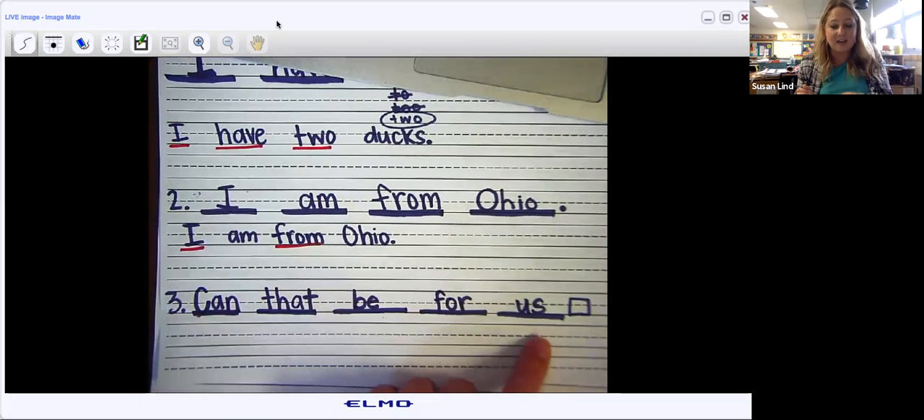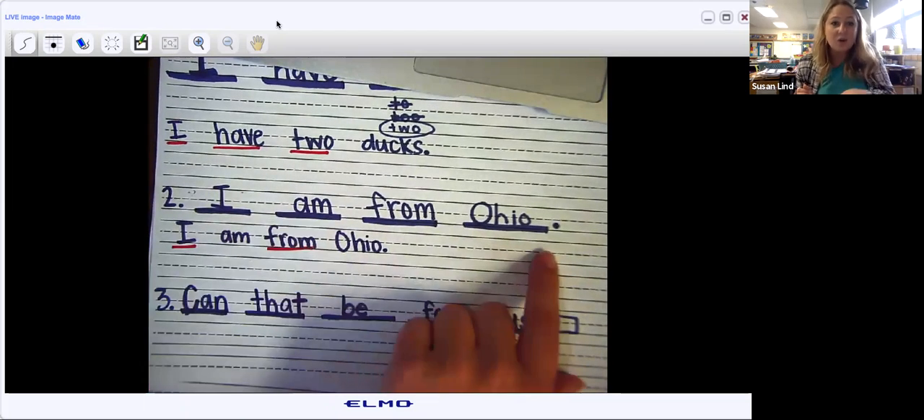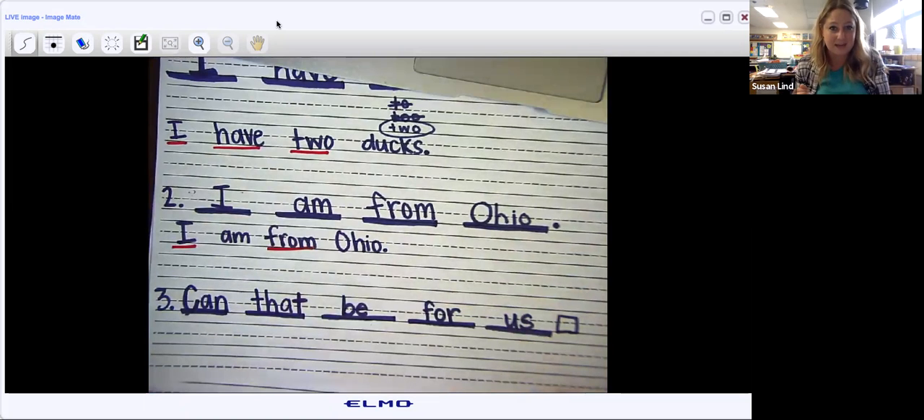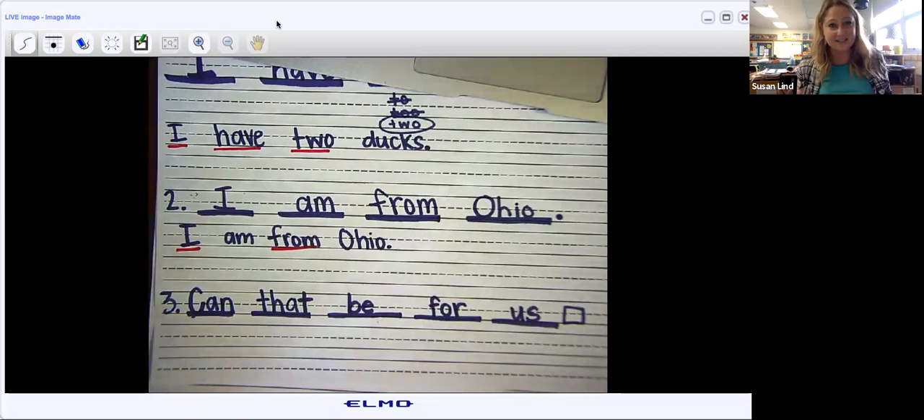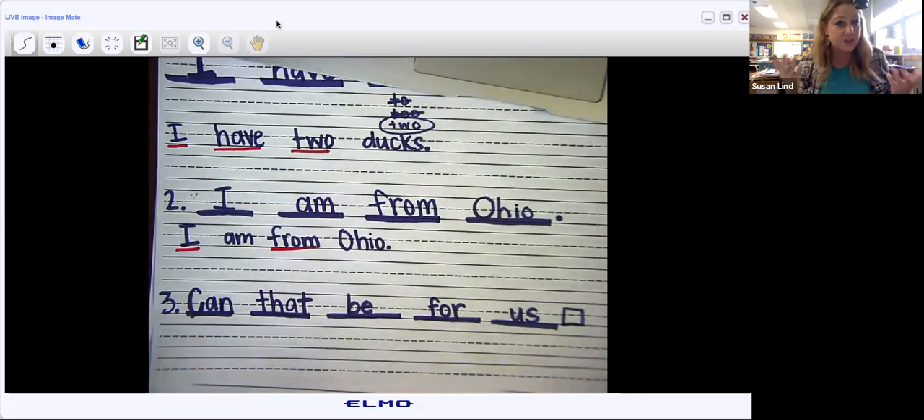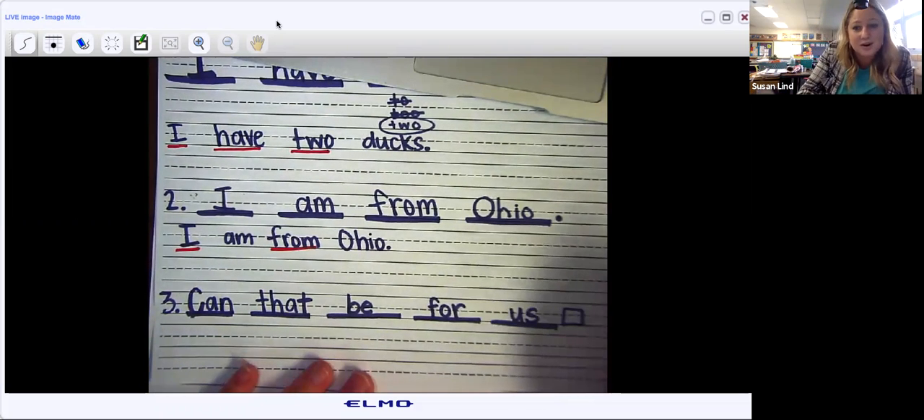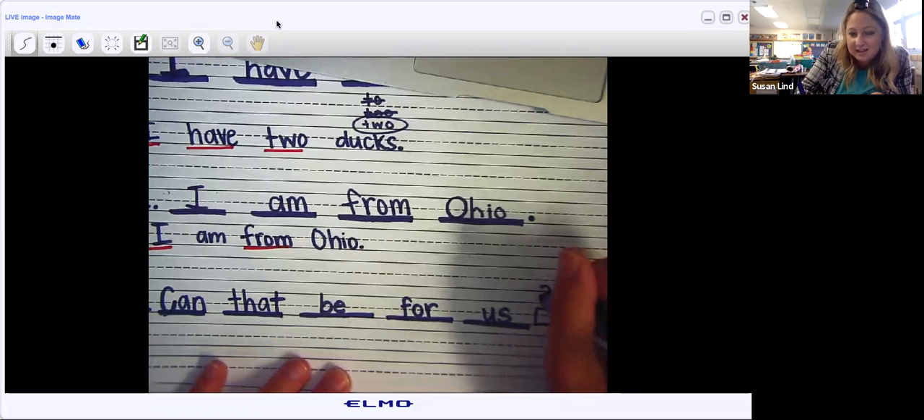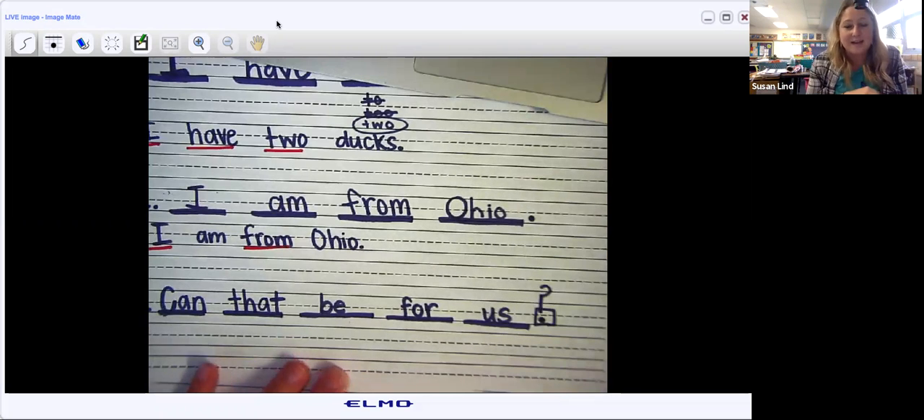Now I have to ask myself, am I telling somebody something or am I asking somebody? Can that be for us? If you think in your head that somebody can return your response, so if they can say yes or no, then that's a question. Somebody can say yes or no to this. Can that be for us? Yes. No. Maybe later. So I need a question mark. I'm going to make that backwards C, then the line, and then my dot.